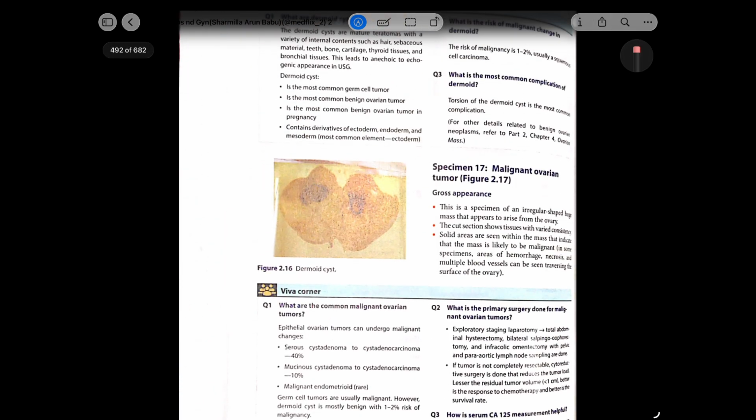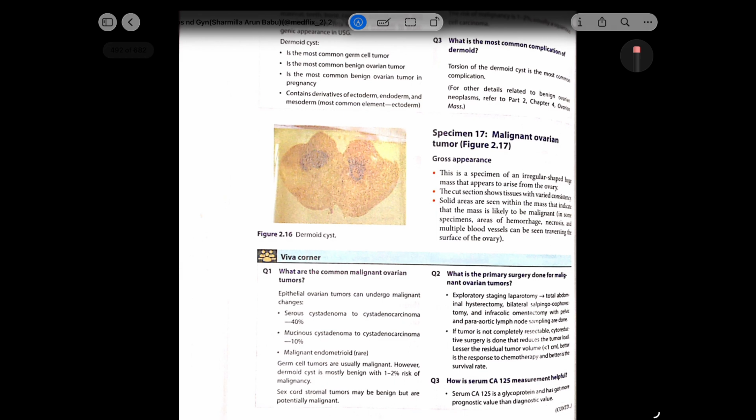This is a specimen of an irregular shaped huge mass that appears to arise from the ovary. The cut section shows tissues with varied consistency. Solid areas are seen within the mass that indicate that the mass is likely to be malignant. In some specimens, areas of hemorrhage, necrosis, and multiple blood vessels can be seen traversing the surface of the ovary.